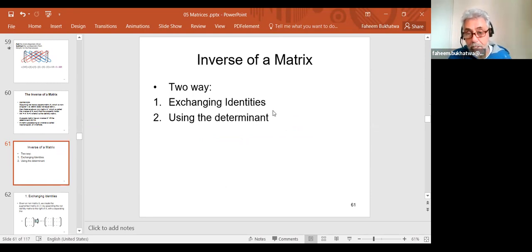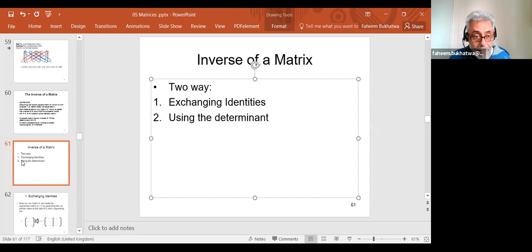Doing the exchange of rows, the first technique we've done, or using the determinant. So if you knew the determinant, it would be easy enough to generate the inverse. Or you can use those 4 row operations we talked about earlier to generate the inverse. Either technique can be used. We'll go through the two of them.